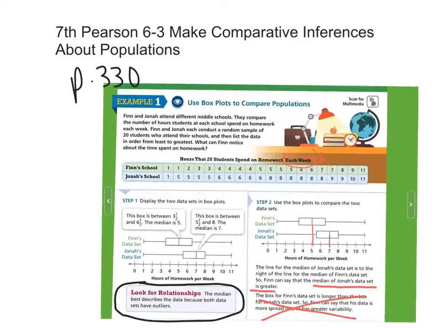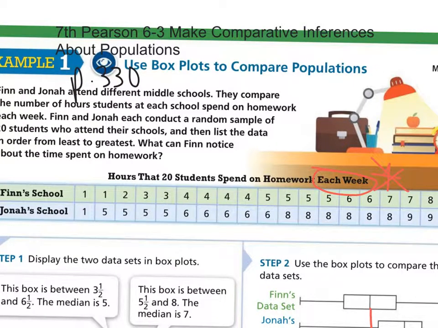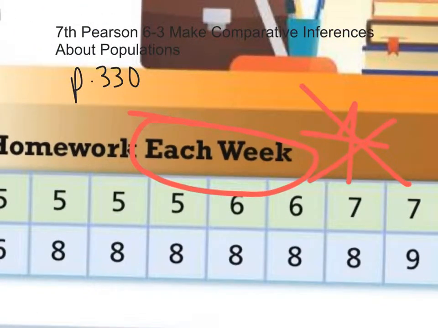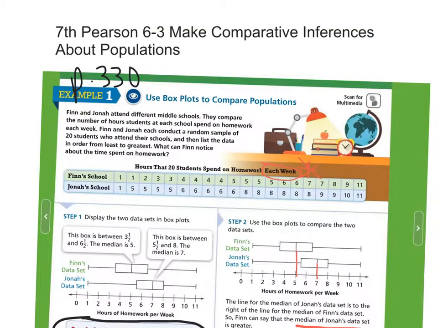So if you look at example 1, Finn and Jonah attend different middle schools. They compare the number of hours students at each school spend on homework each week. Finn and Jonah each conduct a random sample of 20 students who attend their schools, then list the data in order from least to greatest. What can Finn notice about the time spent on homework? And just so you're not worried about these students, this is the number of hours they spend on homework each week. So in case anybody was worried about the 11 hours of homework there, that's for the week, not for the day.